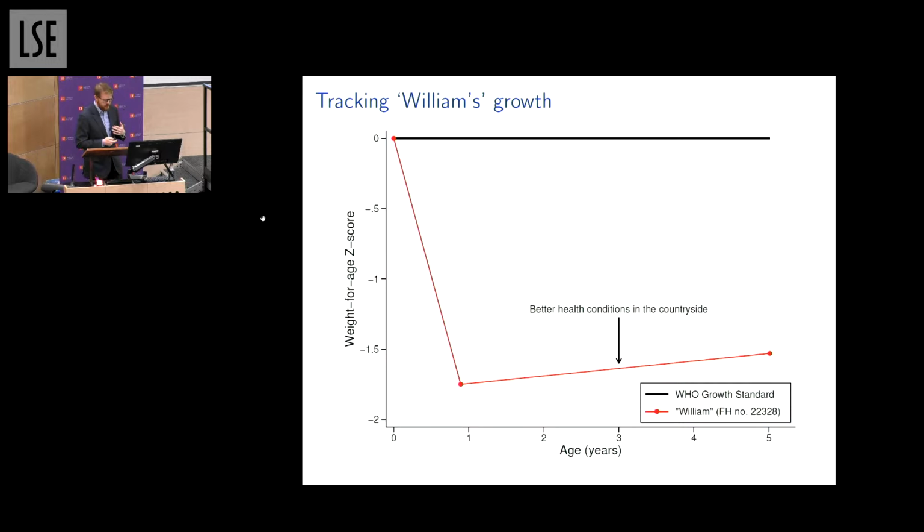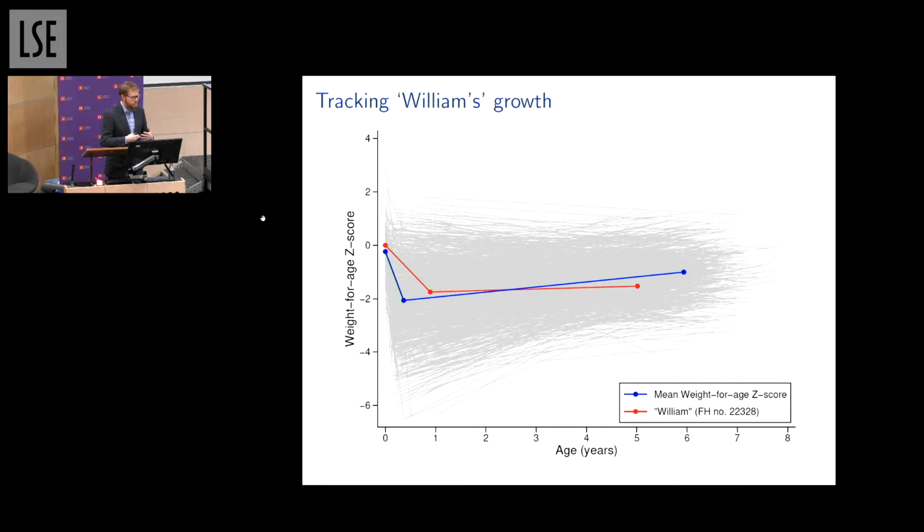So that's kind of William's story. But what we really want to know is what's going on for the average child, or what's going on in the population, not what is happening to one individual. And so in this graph, I've plotted William again in red. All the gray lines are the trajectories of growth for all the children in the foundling hospital that we can observe, okay? And then the blue line is the average weight for age Z-score. And you can see that the average child is following a very similar trajectory to William. They start out pretty close to where they should be, they fall behind, and then they catch up a little bit while they're in the countryside.